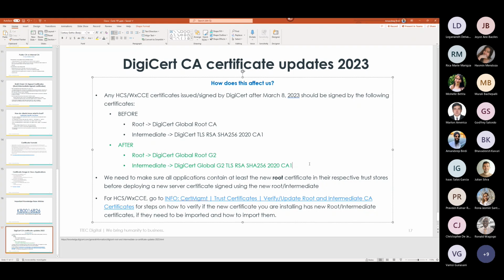So we have to kind of do those ones on the fly. But again, my point being, you could be as careful as possible with the applications that you're renewing, but it could be another application that you haven't touched that breaks because it wasn't trusting the new root and intermediate.